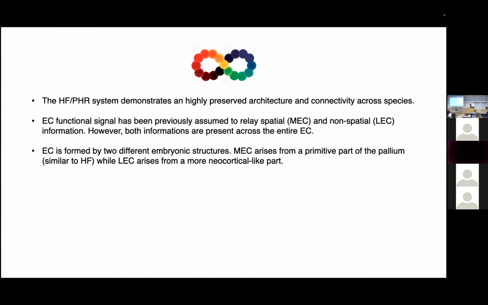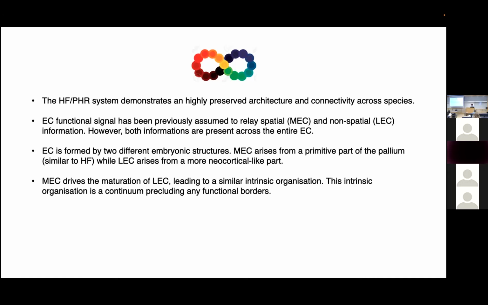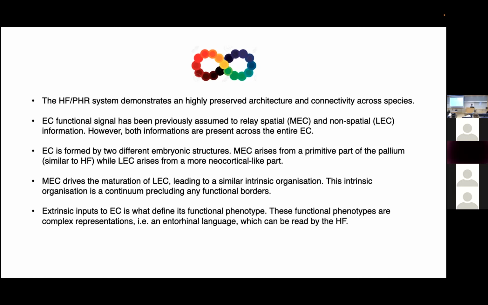The third point is that the entorhinal cortex seems to arise from two different embryonic structures, which is quite interesting because the MEC seems closer to the medial pallium, which is more closely related to the hippocampal formation, while LEC seems to arise from a more neocortical-like part. Then we saw very quickly that MEC drives the maturation of LEC, leading to similar intrinsic organization, and that within the entorhinal cortex, we don't have clear-cut functional borders. And nearly last, the extrinsic input to the entorhinal cortex is actually what defines its functional phenotype. Is it spatial, non-spatial, and so on?